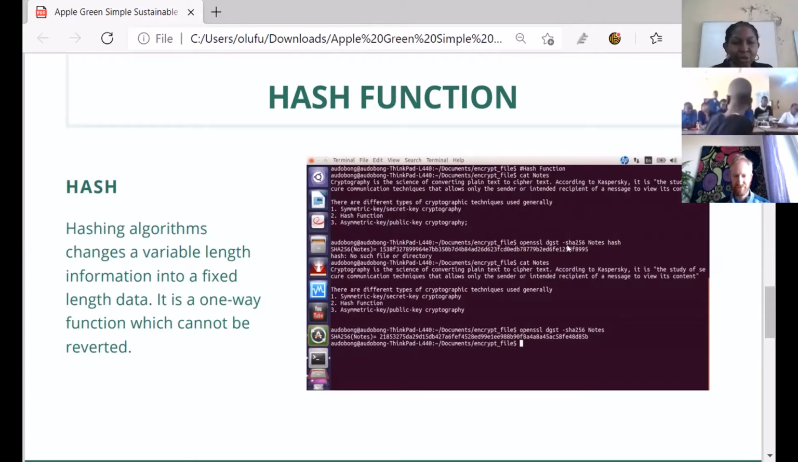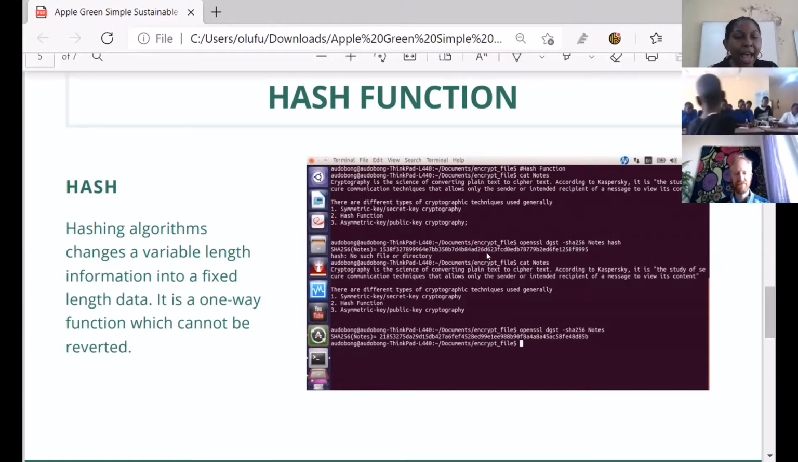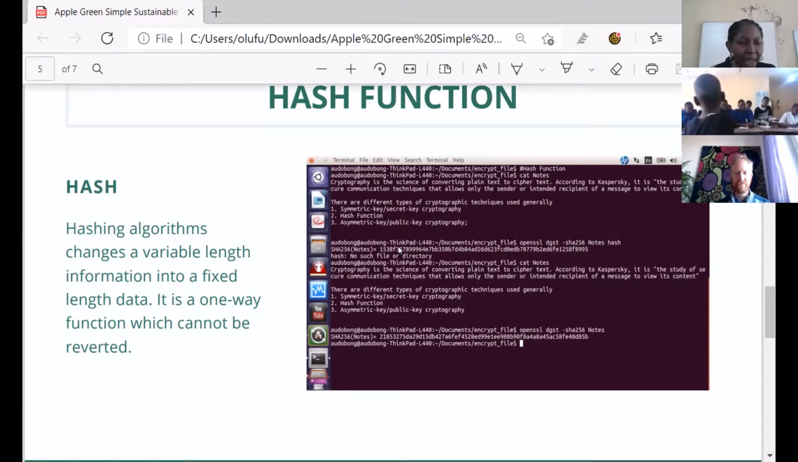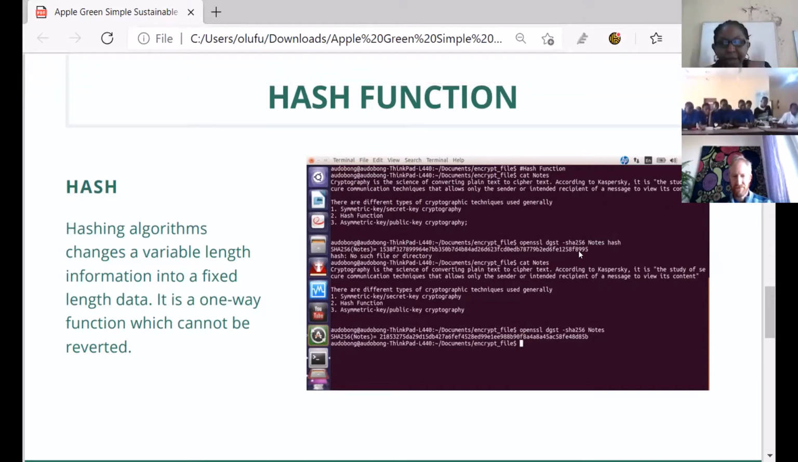Now, I ran it through this hashing algorithm. This hashing algorithm is Secure Hashing Algorithm, SHA, with a key of 256. I ran it through it and it came out with this hash. Can you see it? SHA, notes, and all of this. And the last four characters are 8995. Can you see that? Good.